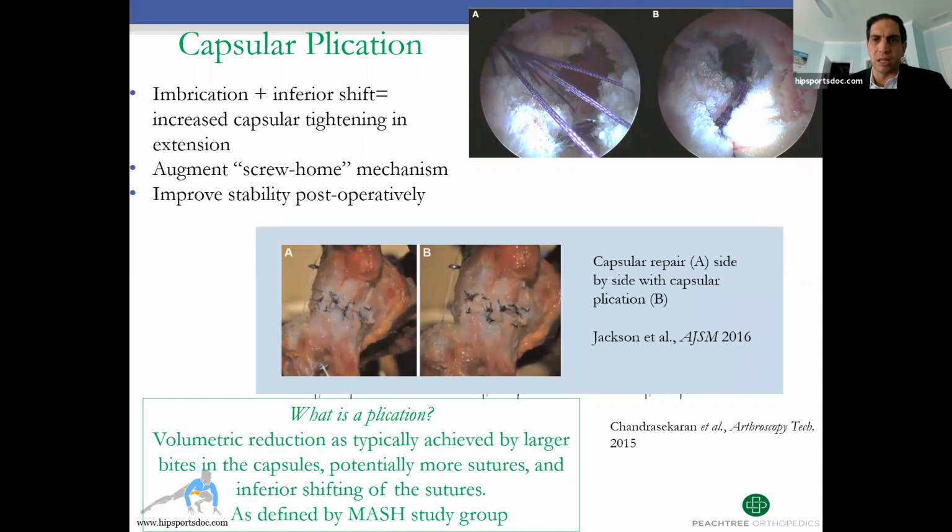So this is what it can look like following repair versus plication, A to B, with B being the plication, as demonstrated by Jackson in AJSM.